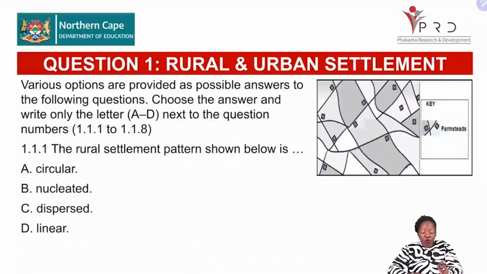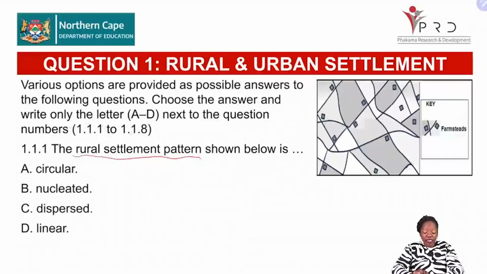So your question 1.1.1, the rural settlement pattern. So we are looking at the rural settlement pattern. By now you should be able to identify how many patterns you have learned during the lesson. So the rural settlement pattern shown below, you are given the key there with the diagram. The key is the farmstead. So now you need to look at that pattern. This is a farmstead there, another farmstead here, and another farmstead, and another farmstead.